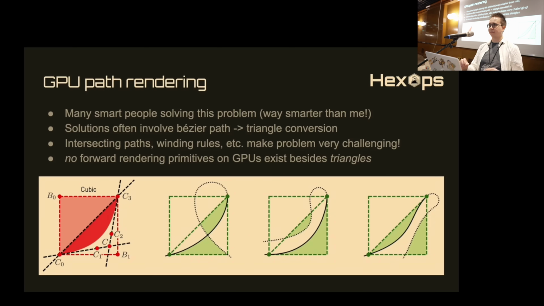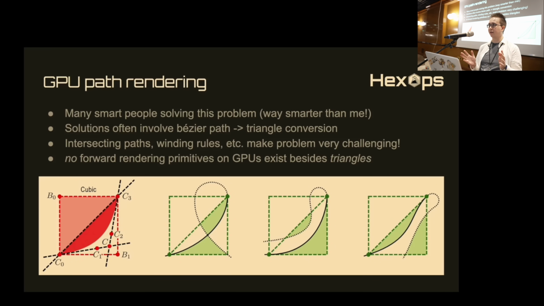GPUs have a lot of smart people trying to solve this problem. They're way smarter than me, but all of these solutions involve taking these complex Bezier paths that you get and trying to turn those into triangles that you can hand over to the GPU. There are some examples at the bottom of the complex ways these could intersect with a triangle, and you have to account for these with winding rules and a whole bunch of other edge cases.